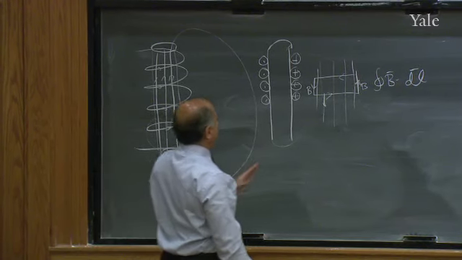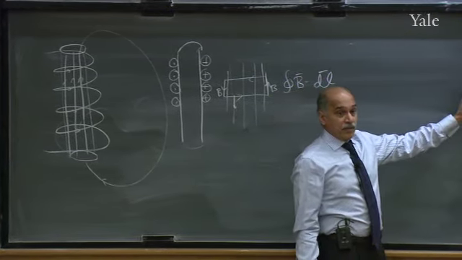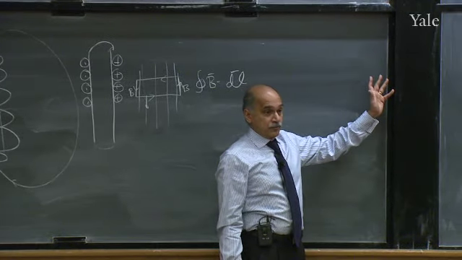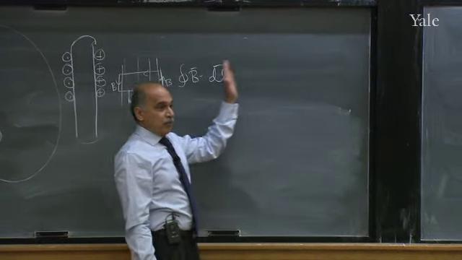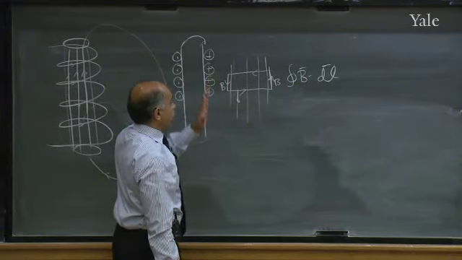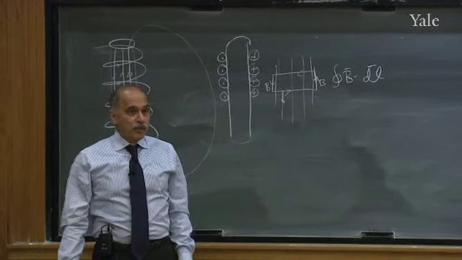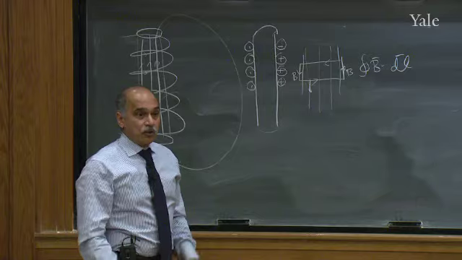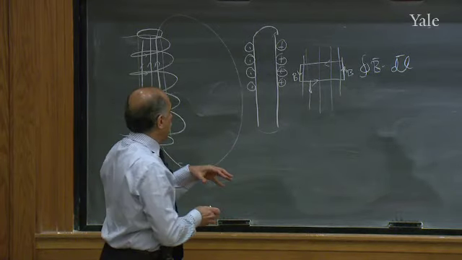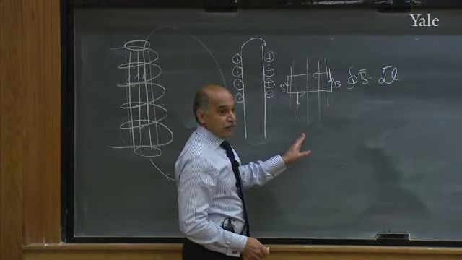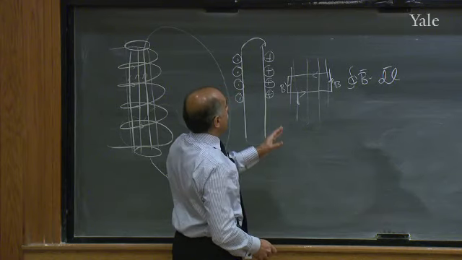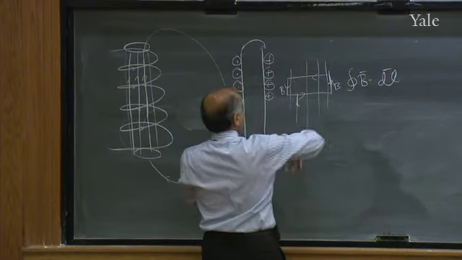Well, I can keep on repeating this argument till I go all the way to infinity, where I know B is 0. Therefore, coming from infinity inwards, B is going to be 0 everywhere here. That's only true for an infinite solenoid. If you take a finite solenoid, there will be lines coming in here. For an infinite solenoid is when the lines will always go perpendicularly.